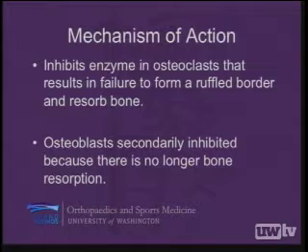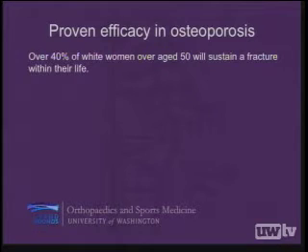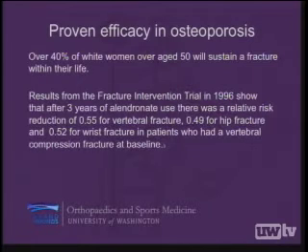And the osteoblasts are secondarily inhibited because there is no longer bone resorption, so that pathway is shut down. But we know it works, and we know it works to help prevent typical hip fractures and osteoporosis. Over 40% of white women over age 50 will sustain a fracture within their lifetime. It's a fairly large number.